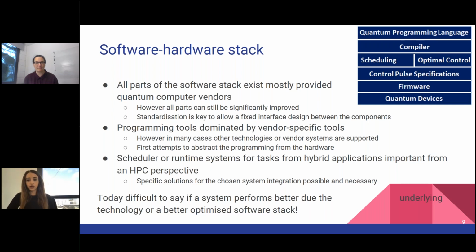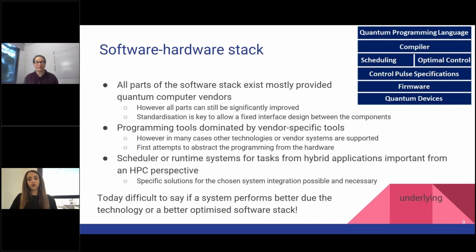So the scheduler or runtime system will be orchestrating all the tasks that need to be run either on the quantum system or the classical system. As Valeria explained, most algorithms that are developed currently and used are variational algorithms, so hybrid applications that use both quantum and classical capabilities. And having an efficient distribution of the task is very important, especially when we use these hybrid programs.